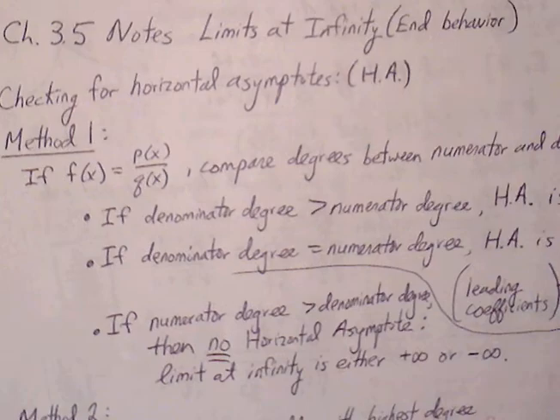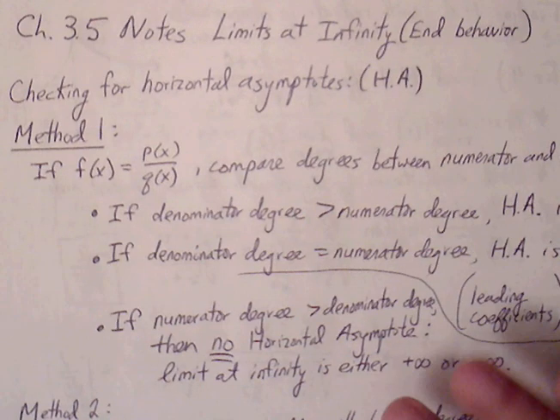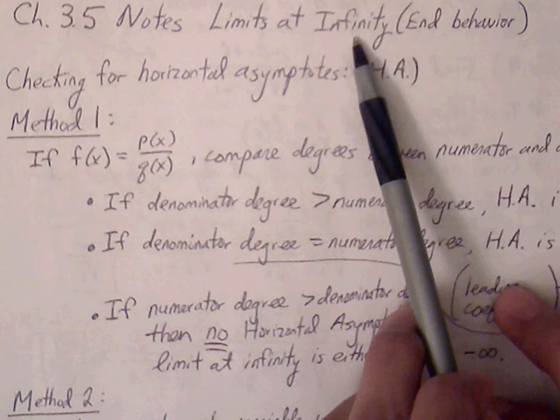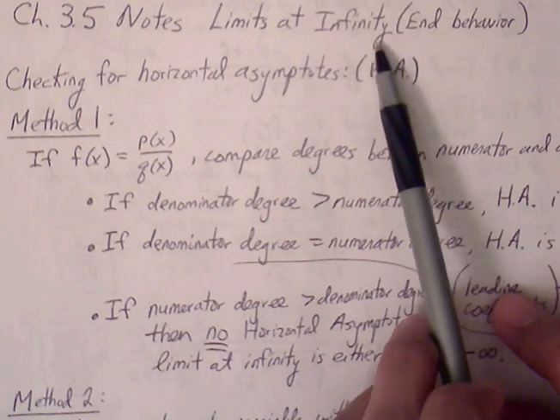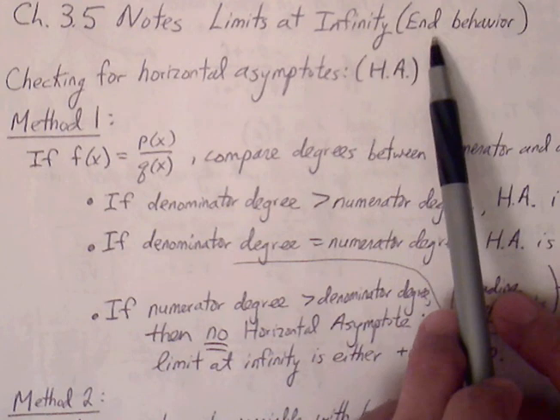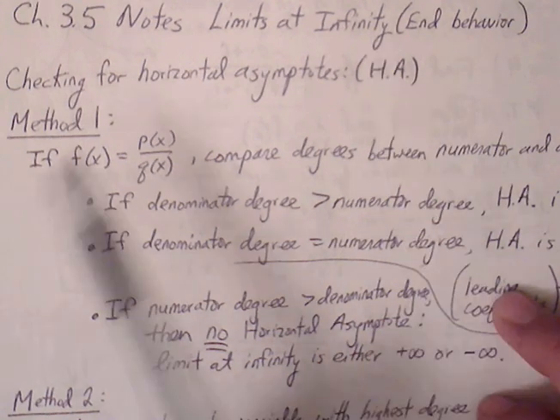Hey, so we're going to go to 3.5. These are notes on limits at infinity, and we can think of these as checking for the same thing as horizontal asymptotes. So it's the end behavior of graphs if it's limits at infinity.